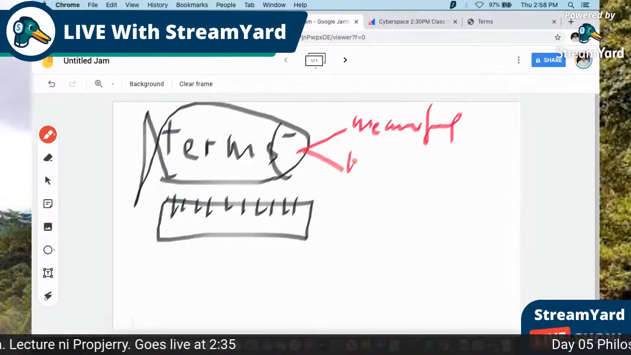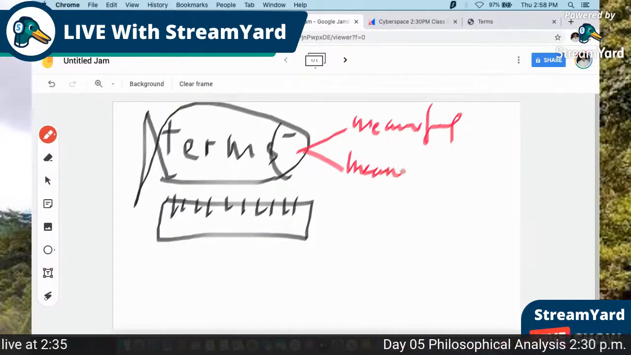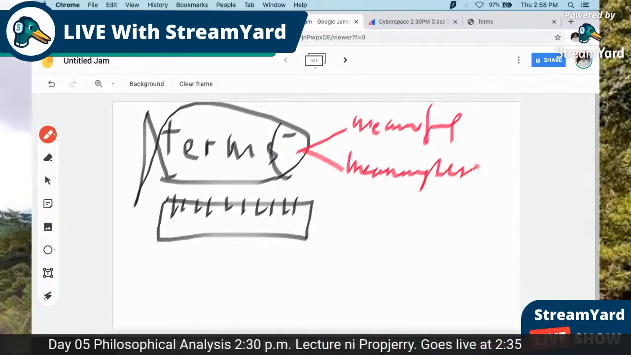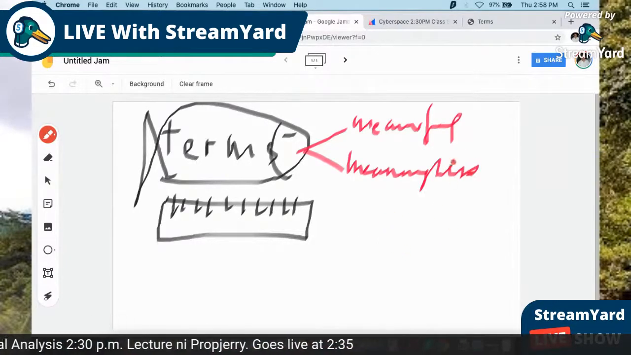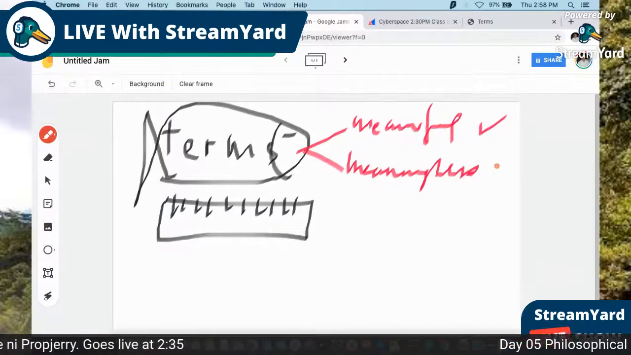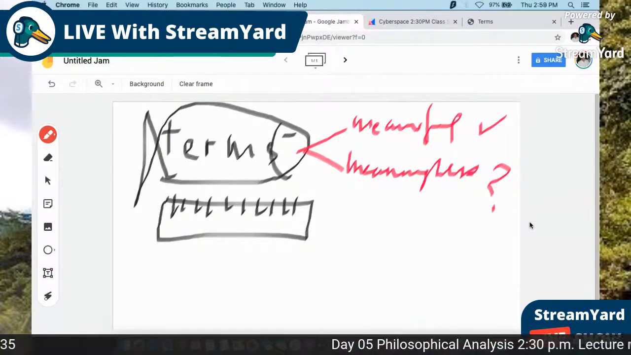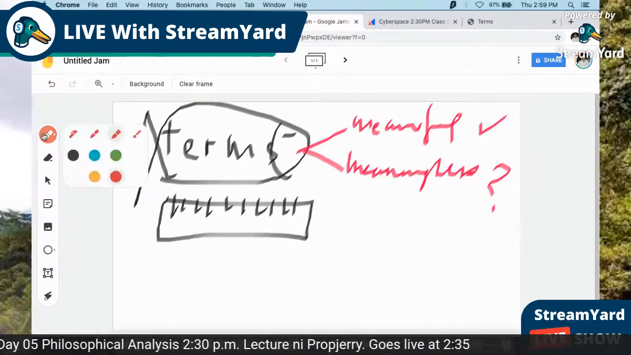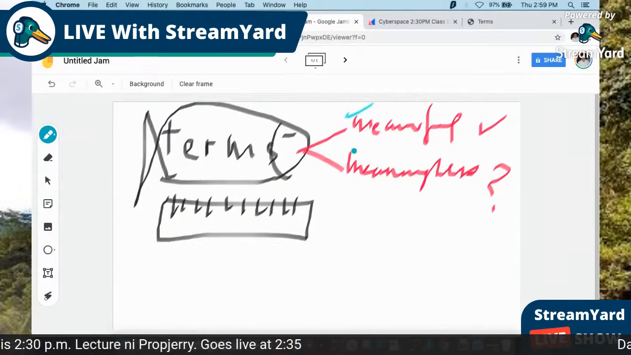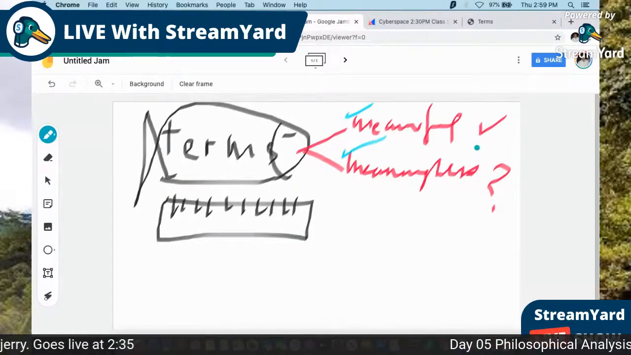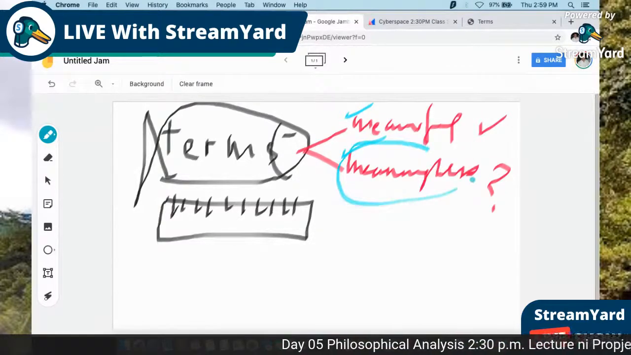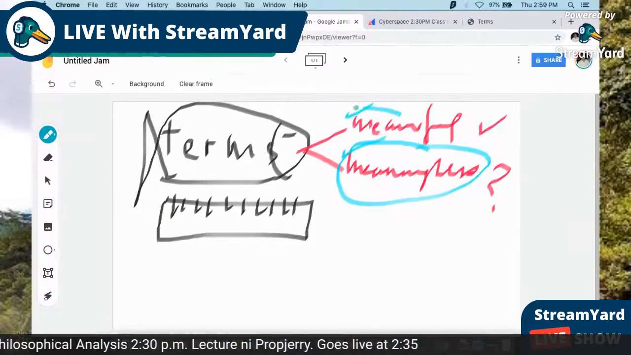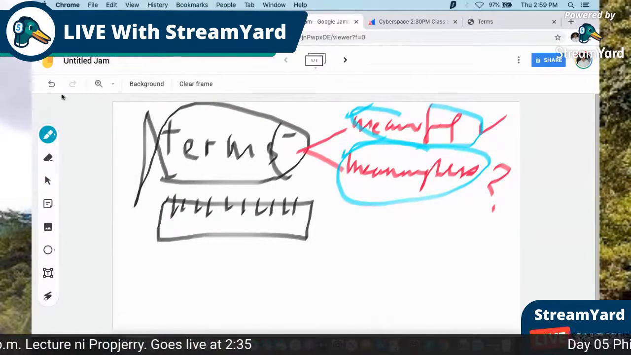Or your term can be meaningless. It's like your fish. Your fish can be juvenile or your fish can be an adult. So if it's meaningful, that's okay. If it's meaningless, you have a problem. All right? So when you measure your term, you can say, well, either the term is meaningful, check, or it's meaningless, check. If your term is meaningless, then you have a problem. If your term is meaningful, then we have another question.